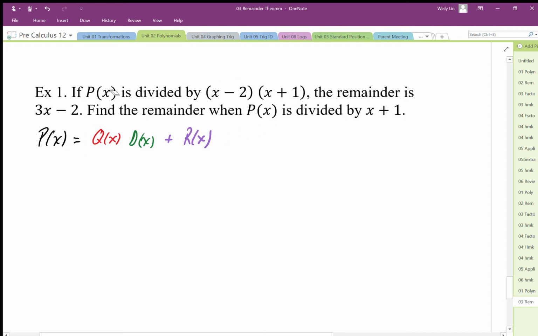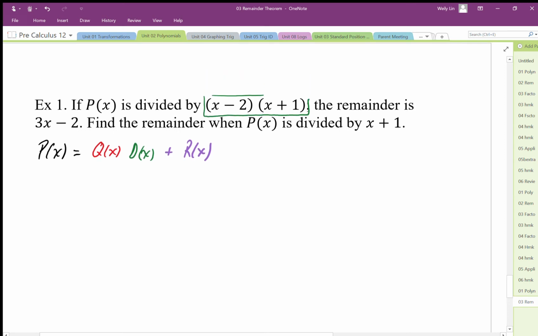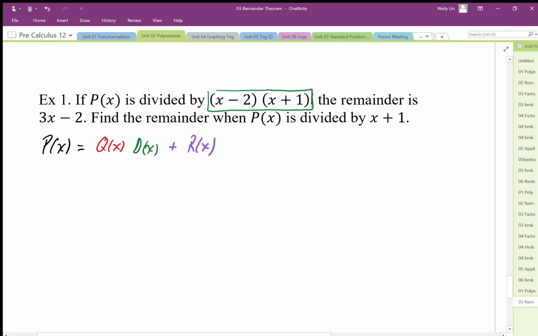So we have no idea what p of x is. We really have no idea what q of x is. We do know that d of x is going to be these two divisors here. So these two divisors represent my d of x, and we know that r of x is going to be this piece here. So what we want to do is divide this polynomial by x plus 1 and figure out what the remainder is.